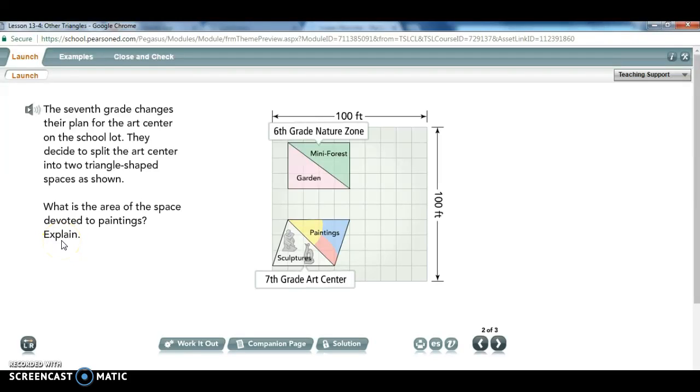This is lesson 13-4. We're going to be working with other triangles. Here's the launch problem. Try your hardest for me.